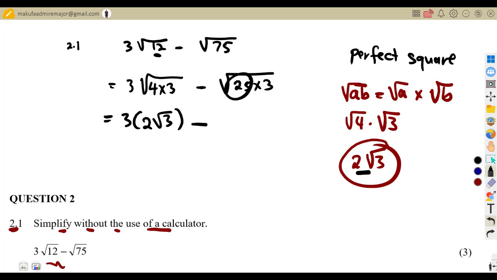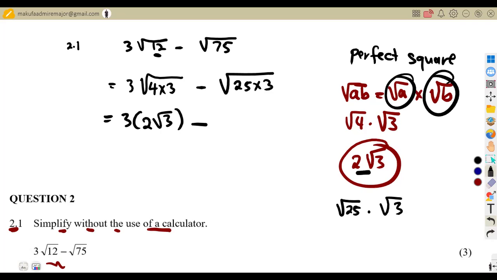Minus, we do the same thing on this. 25 times 3 is the same under the square root as the square root of 25 times the square root of 3, separated: square root of A times square root of B. We know the square root of 25, the number that multiplies itself to give us 25, is 5.